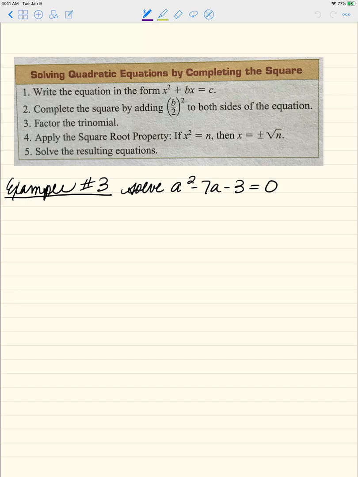Okay. Here's the steps that we just worked through. Number 1, write the equation in the form x squared plus bx is equal to c. Complete the square by adding b over 2 squared to both sides of the equation. Factor the resulting perfect square trinomial. Apply the square root property: if x squared is equal to n, then x is equal to plus or minus square root of n, and solve.